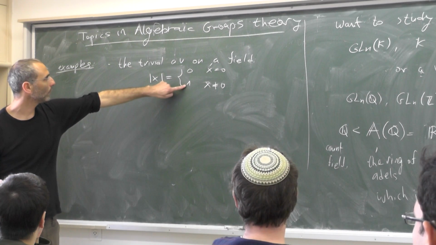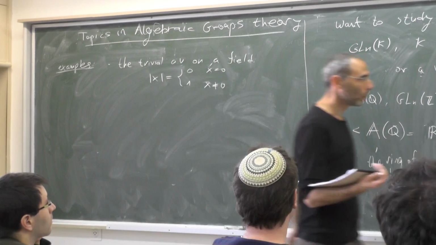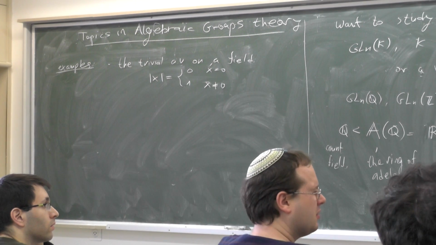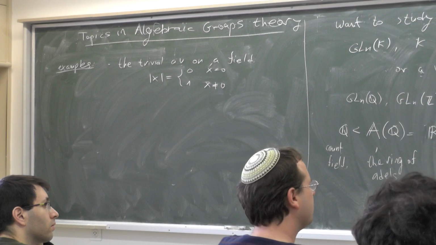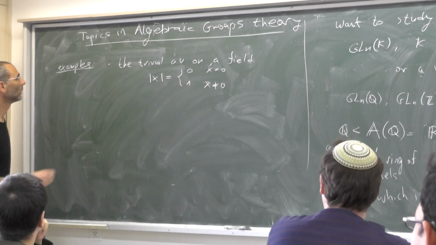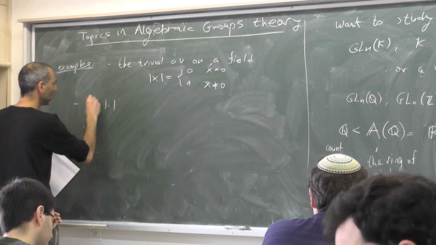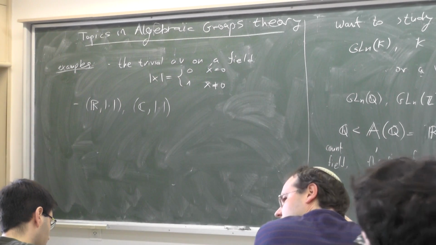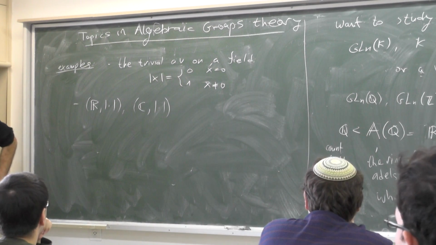Then I have elements which get values that are not 0 or 1. So taking powers of those, we get arbitrarily high or arbitrarily low absolute values. So my absolute values, if not trivial, are always unbounded. The next examples, I guess, are familiar. Now, these are the standard absolute values on the reals or the complex numbers.